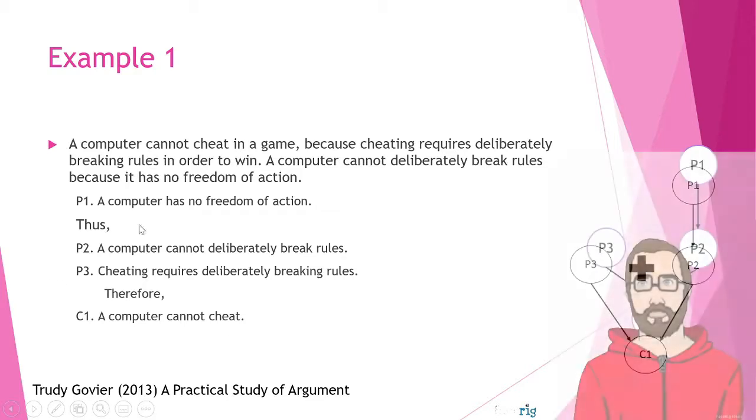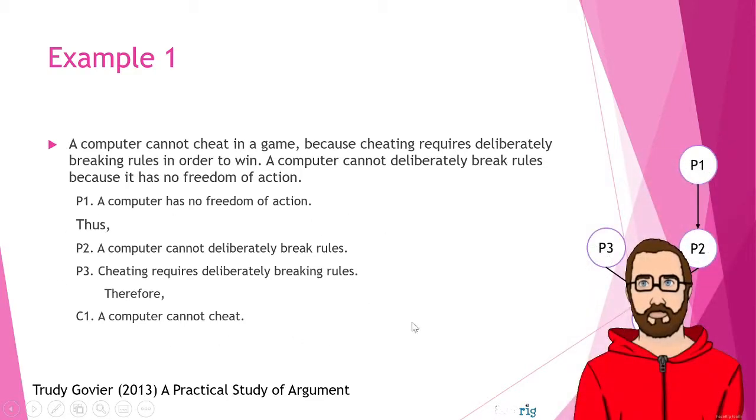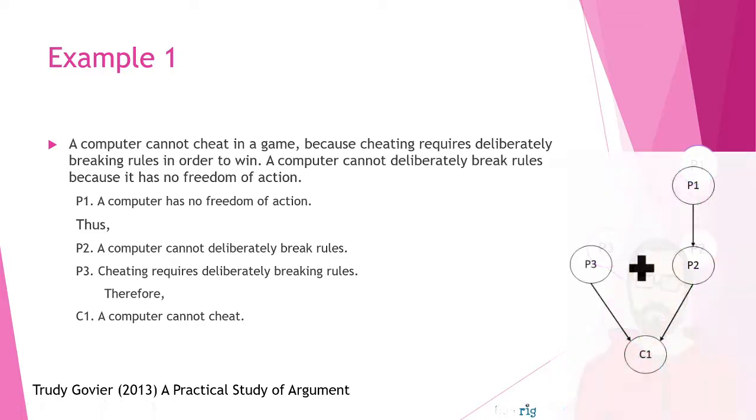And here is the formal structure. I have written this argument, copied it from Trudy Govier, in its formal structure. P1 would be here: a computer has no freedom of action. Then there's thus, meaning that this is offered as a reason to believe P2, which is here. And P2 is: a computer cannot deliberately break the rules. And then P3 is here: cheating requires deliberately breaking the rules. And therefore, C1: a computer cannot cheat.